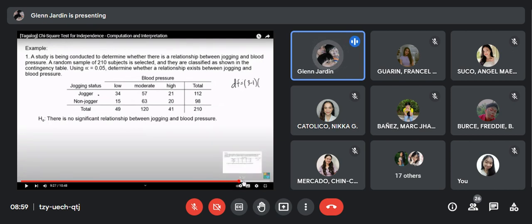Okay, so going back, looking at the degrees of freedom, 3 minus 1 times 2 minus 1 is 2 times 1, that is degrees of freedom 2. Let's look at the table.